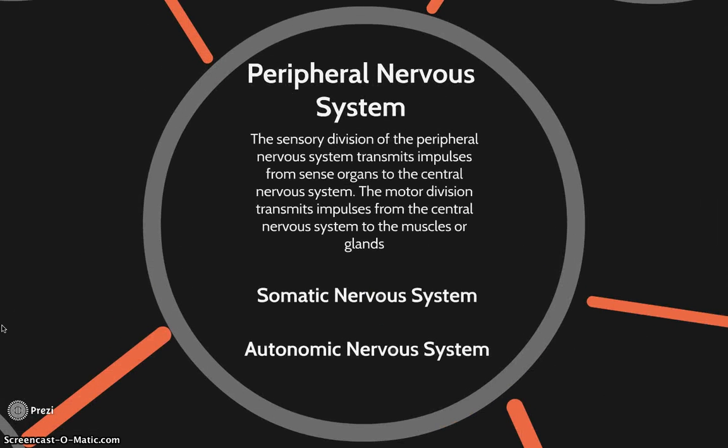The second part of the nervous system is the peripheral nervous system. The sensory division of the peripheral nervous system transmits impulses from the sense organs to the central nervous system. The motor division transmits impulses from the central nervous system to the muscles or the glands.